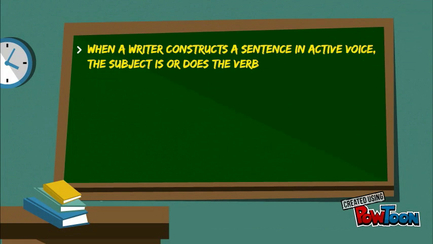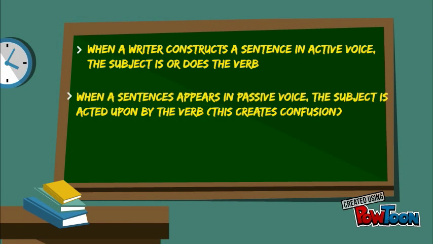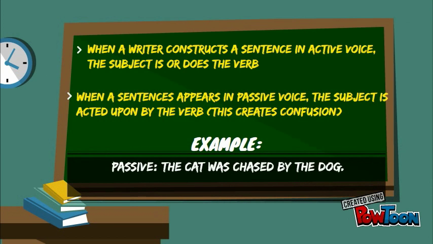When a writer constructs a sentence in active voice, the subject is or does the verb. But when a sentence appears in passive voice, the subject is acted upon by the verb. This creates confusion. View the example below that shows the difference between active and passive voice.